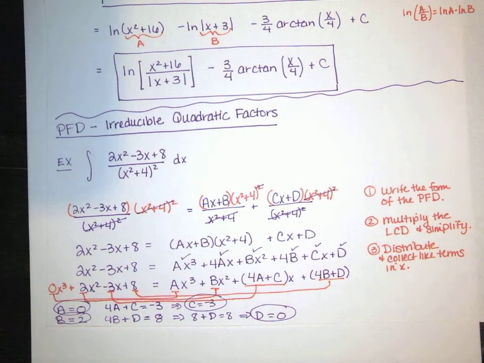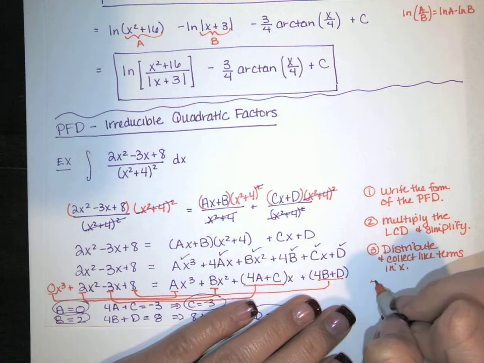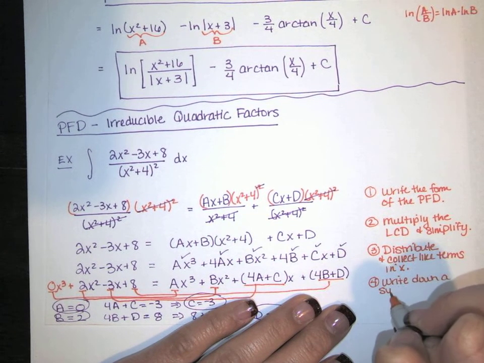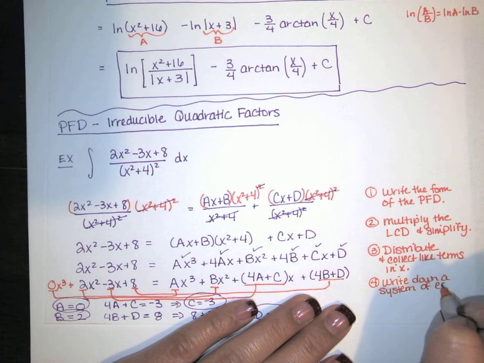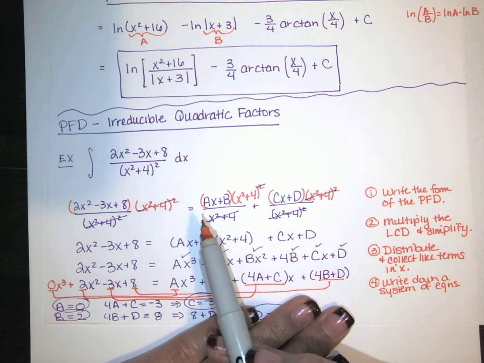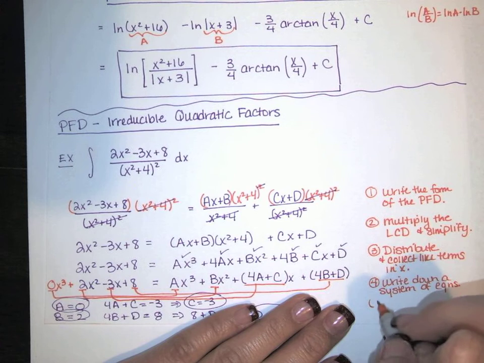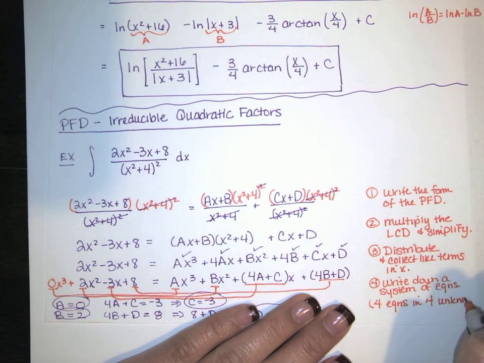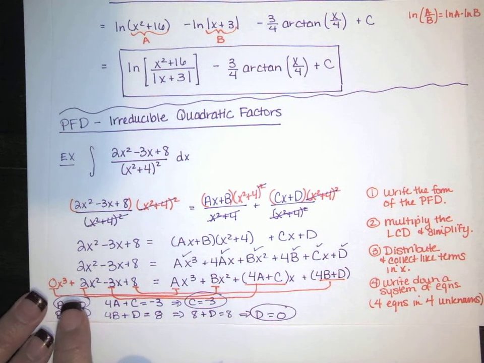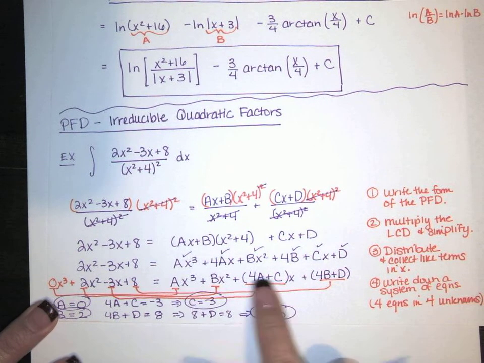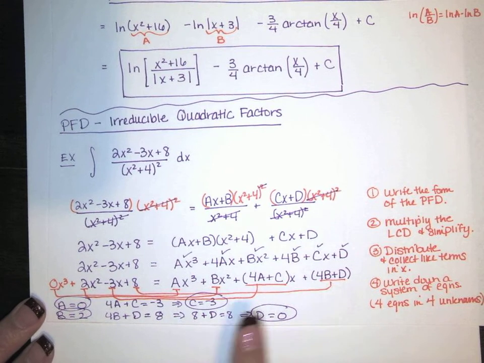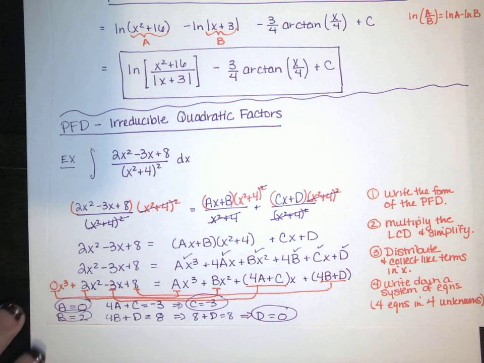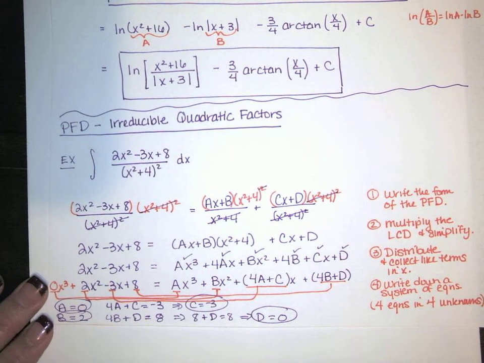So we distributed, collected like terms in x. You write down a system of equations, and this time we had 4 unknowns, a, b, c, and d. You've got 4 equations and 4 unknowns by setting the coefficients of the appropriate power of x on this side equal to the coefficient of the appropriate power of x on this side. Coefficient of x cubed has to be the coefficient of x cubed. Coefficient of x squared has to be the coefficient of x squared, and so on.